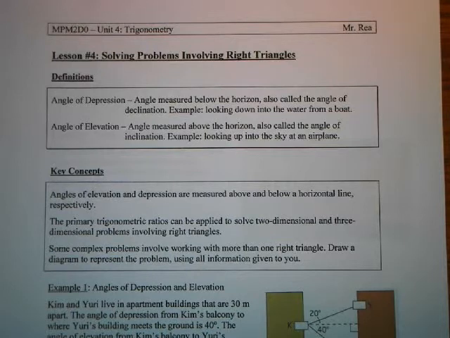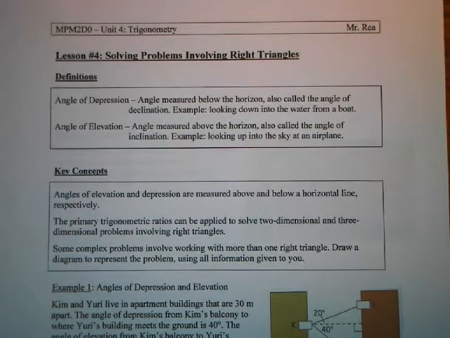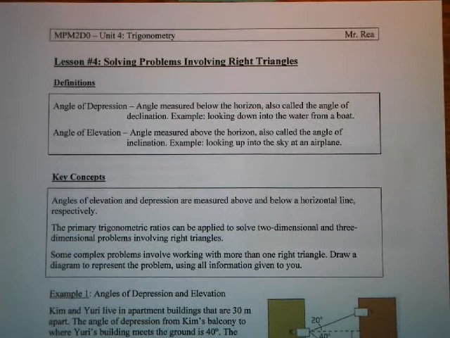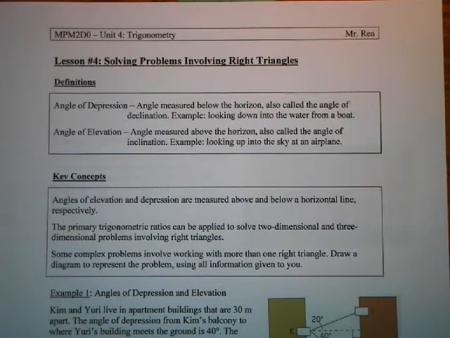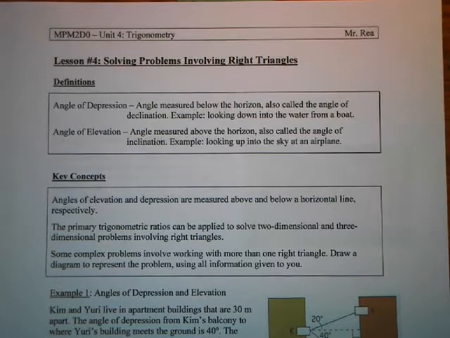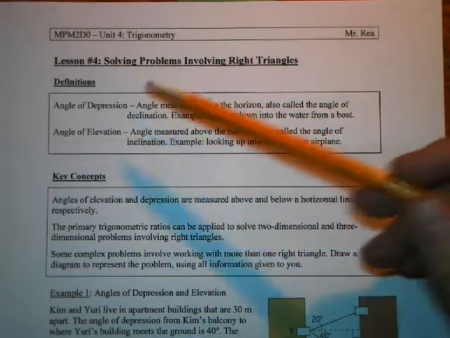We're able to use these ratios in conjunction with our calculators to figure out unknown sides and angles in the right triangle. It's a very powerful little tool. So what we're going to do today is look at two word problems that involve right triangles, a little bit different than you might have seen on the previous ones. We're going to learn a couple of new definitions here, angle of depression and angle of elevation.